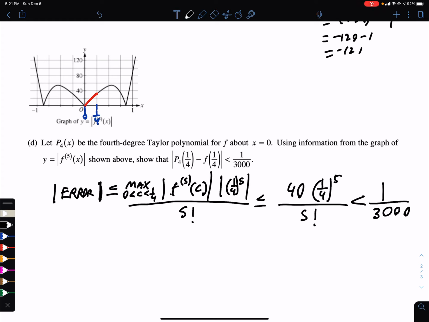If it wasn't, like say you had time and you actually calculated that, and it's not less than 1/3000th, you could put a 39 here to make it work, or 38. Just pick a number that makes it work, but 40 works. That's it.